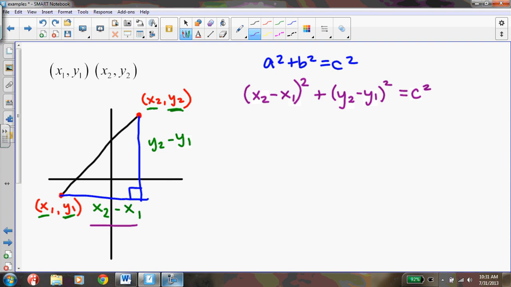Now when I did this example with numbers, I squared both numbers and I square rooted to figure out the value, the length of that segment. I'll do the same thing here. After I figure out what x2 minus x1 and y2 minus y1 is and square them and combine them, I'll square root.